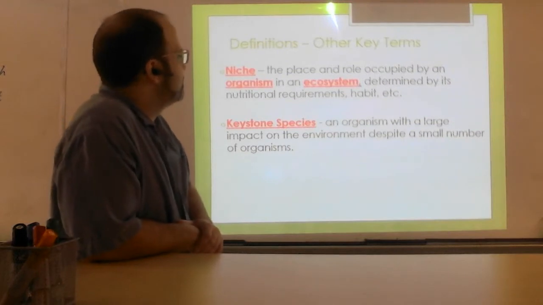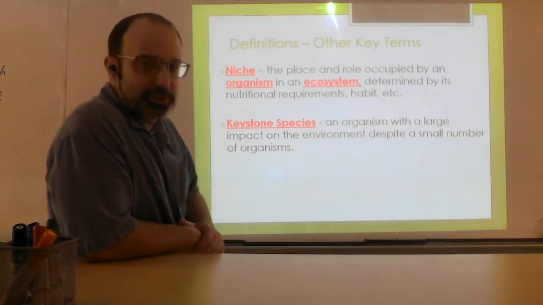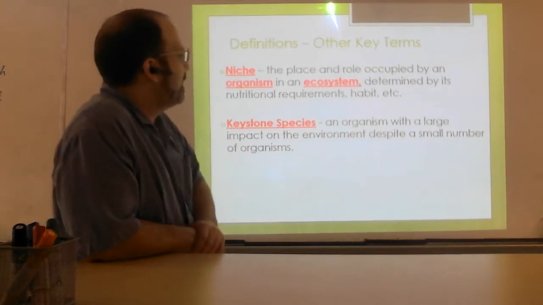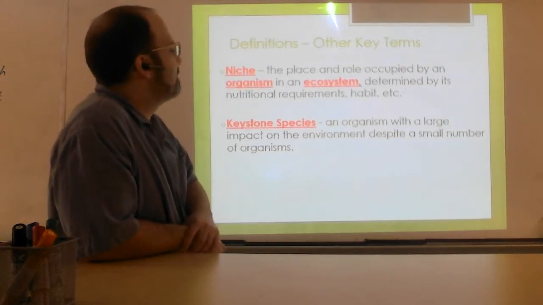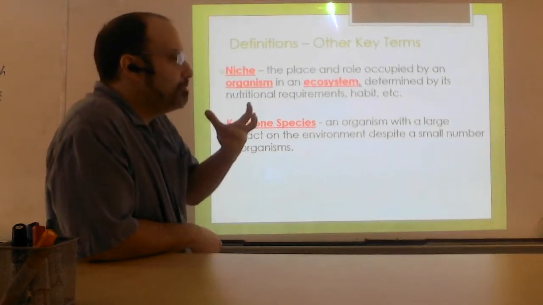Now we're going to see a few others. There's one here. This is pronounced niche. Often it's pronounced niche in English, but it's niche. The place and role occupied by an organism in an ecosystem, determined by its nutritional requirements, habits, etc. So the niche is sort of what they do.